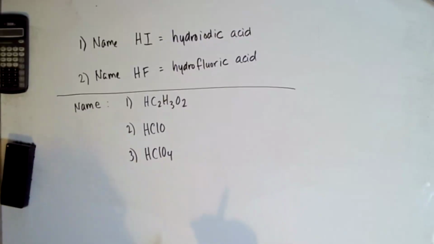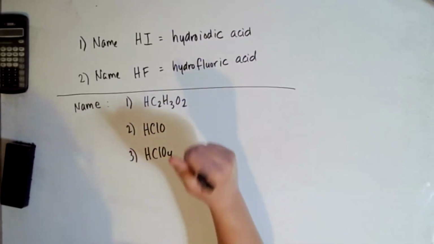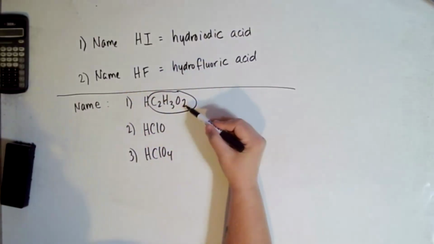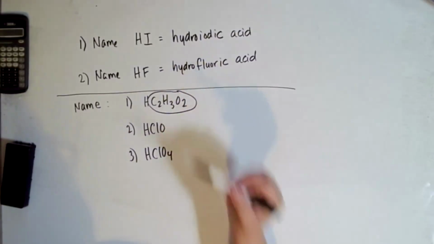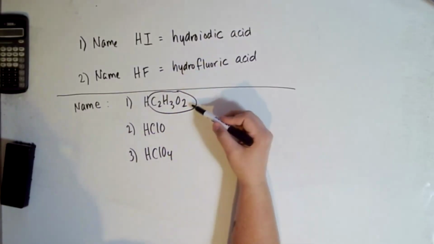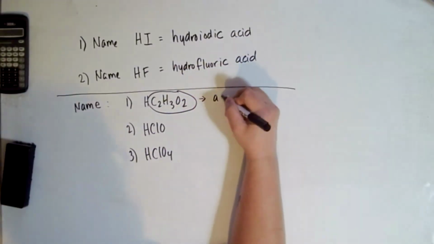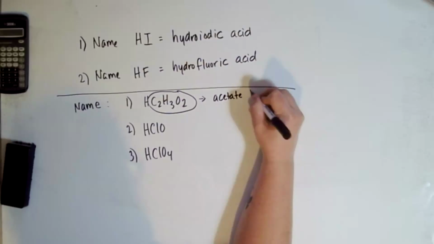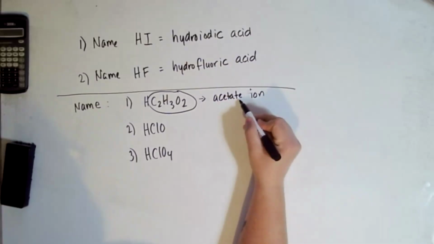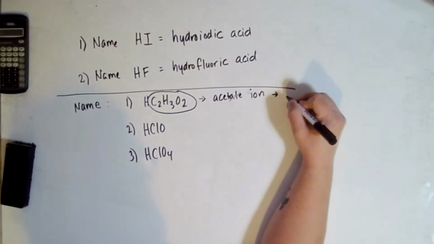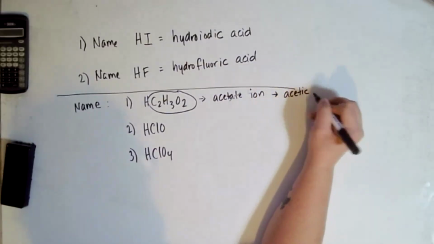All right. So once we recognize that it's an oxyacid, we know that we're not going to start with the hydro prefix. We're just going to look at the polyatomic ion and we're going to recognize the polyatomic ion's name. So this is the acetate ion. Okay. And so I see that the acetate ion ends in ATE. So I'm going to rewrite it with its IC ending. So this is going to be acetic acid.